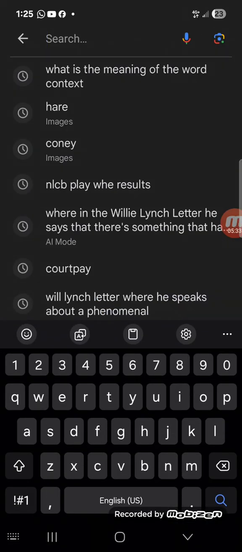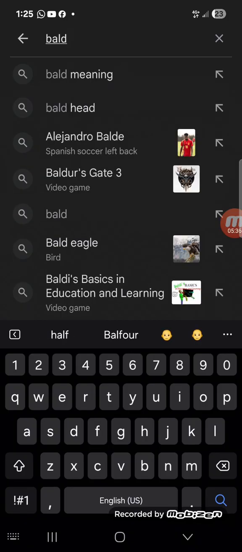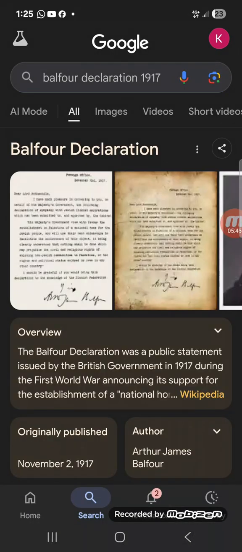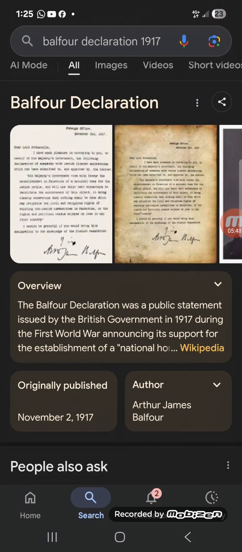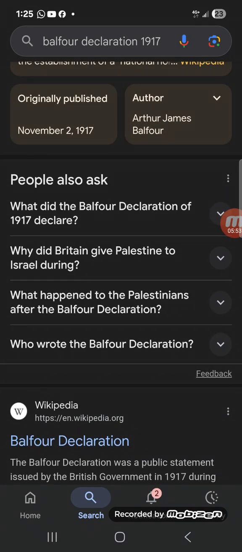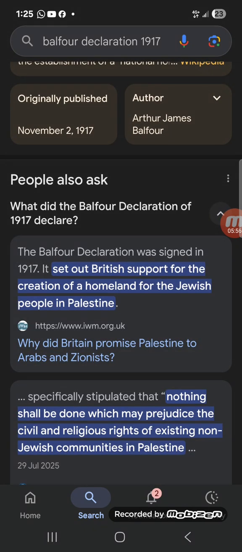Alright, let me type in 1917, right? I type in something called the Balfour Declaration. What did the Balfour Declaration declare? The Balfour Declaration was signed in 1917 and sent out British support for the creation of the homeland of the Jewish people in Palestine.